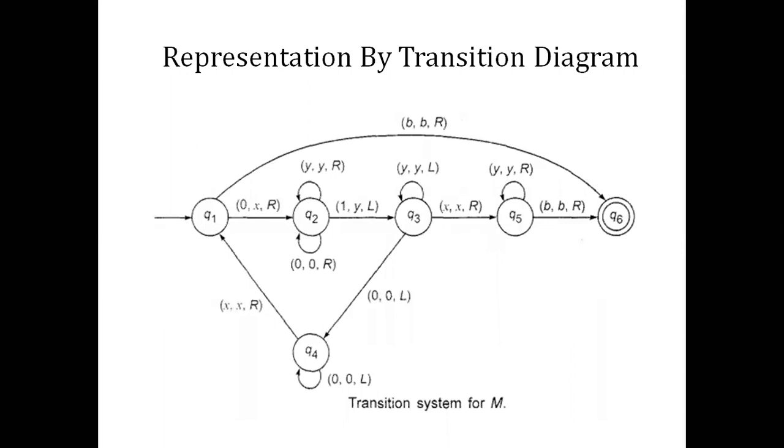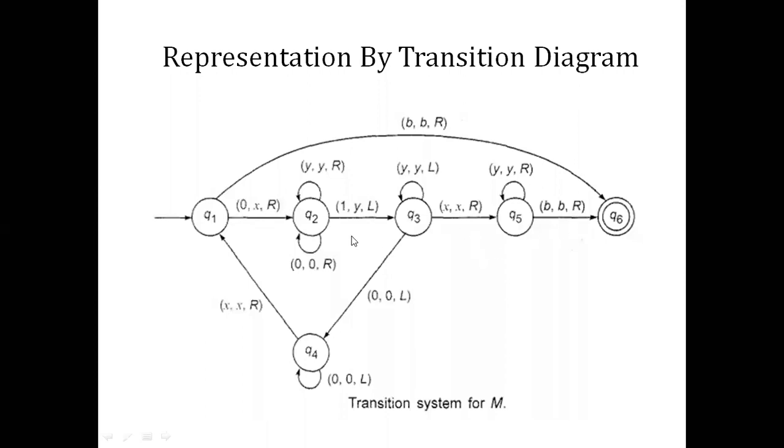So for the same machine which we saw previously, if the machine is in the state Q1 and if 0 is under the tape head, then replace this 0 with X. That means you are going to write on the tape now and move one cell in the right direction. So the first component on the transition says what is there under the tape head. The next component says what you write on the tape head, or in that particular cell, and then the next shows the direction of the move.